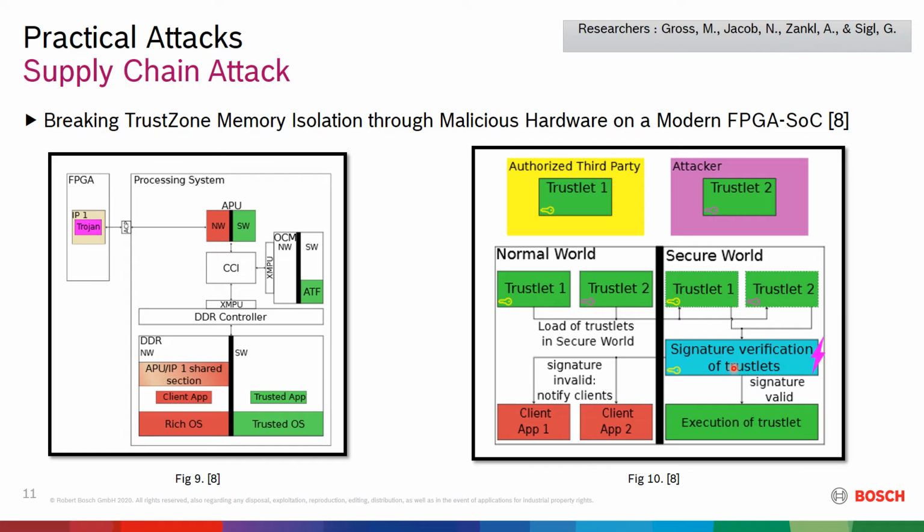With this, they were able to update the OPT binary that was stored in the DDR memory with an intention to change it in such a way that the signature verification of the trustlet is completely bypassed. And finally, they were able to run an unverified trustlet in the secure world.